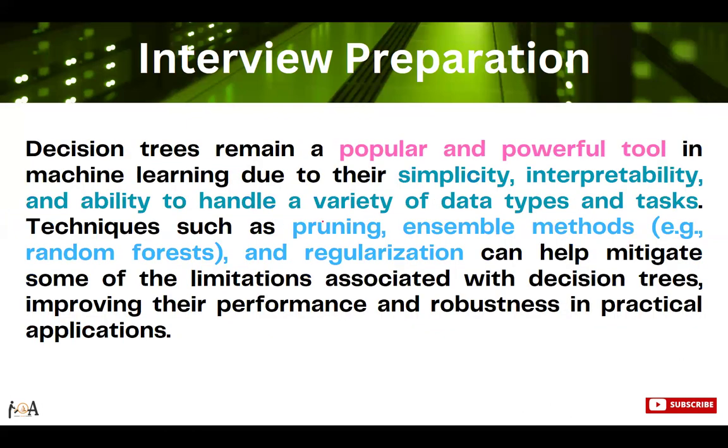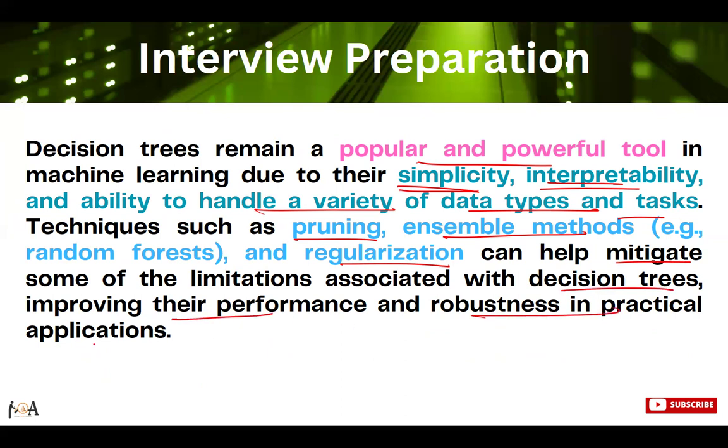Now, let's conclude it. So decision trees remain a popular and powerful tool in many machine learning algorithms due to their simplicity, interpretability, and ability to handle a variety of data types and tasks. Techniques such as pruning, ensemble methods like random forest and gradient boosting, and regularization can help mitigate some of the limitations associated with decision trees, improving their performance and robustness in practical applications. So this is about question number 8. If you answer in this detail, definitely your impression would be very good.